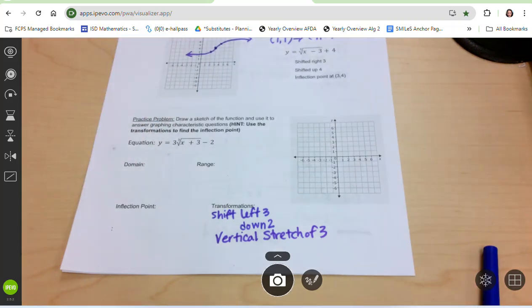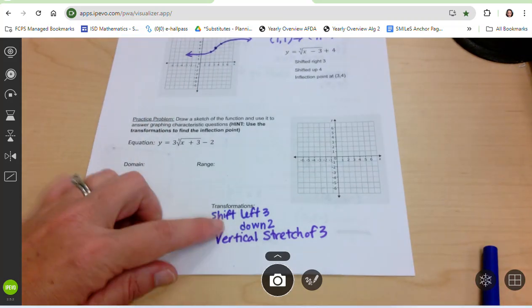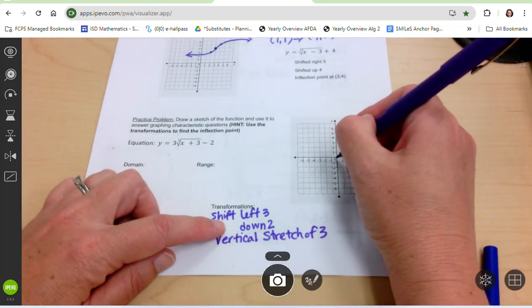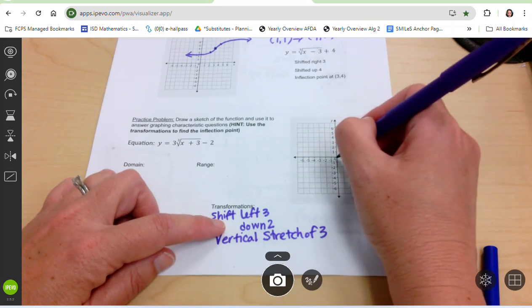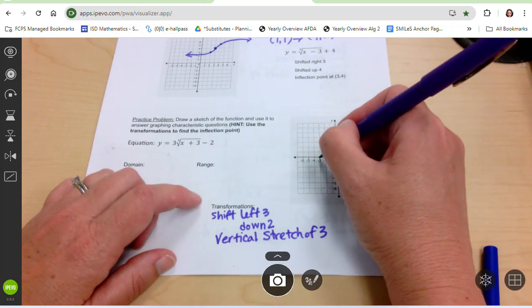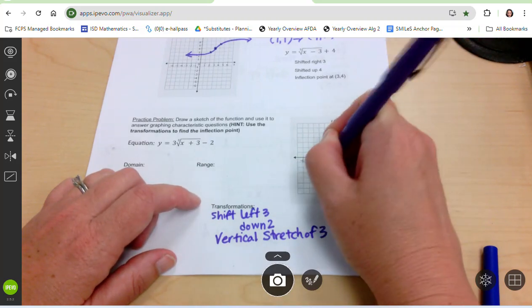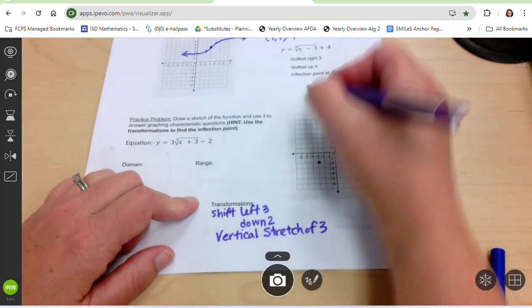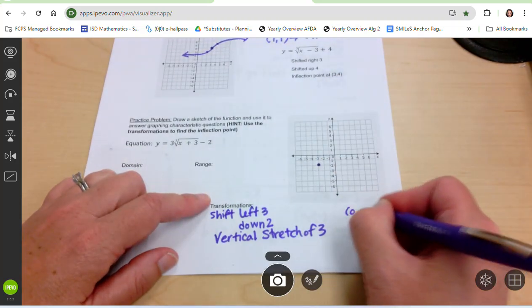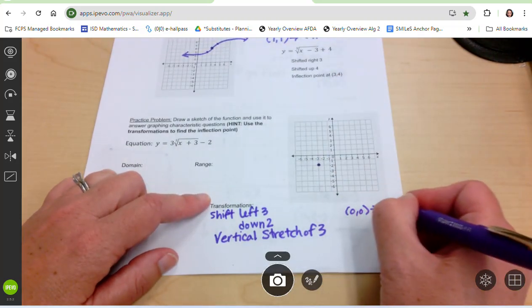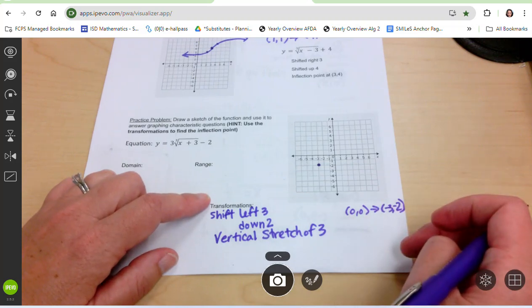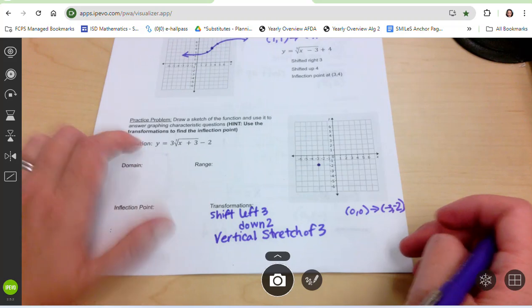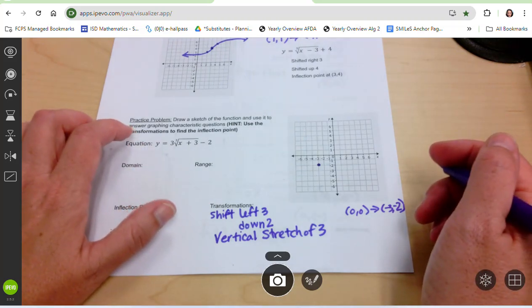Now, the inflection point is only going to shift because when you multiply this 0 by 3, you still have 0. So the stretch does not apply to the inflection point. So I'm going to move my 0 left 3 and down 2. Okay? So 0, 0 went to -3, -2. Left 3 and down 2. Okay. My stretch is of 3.